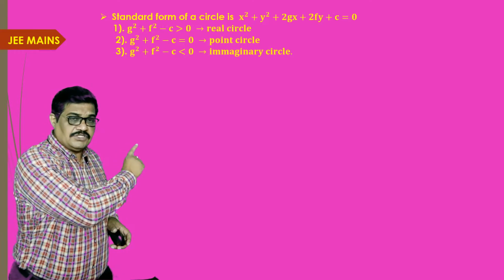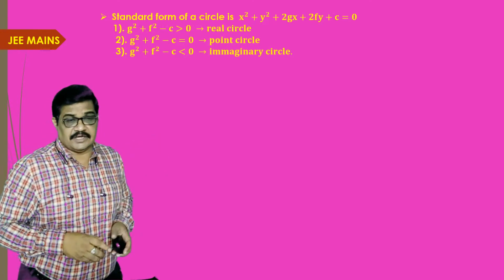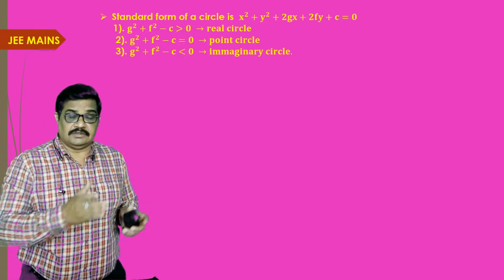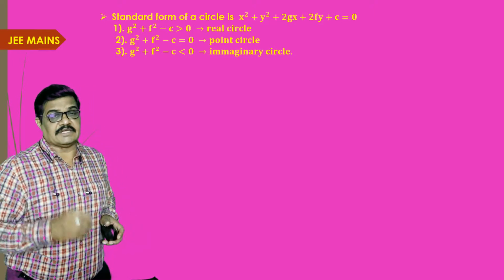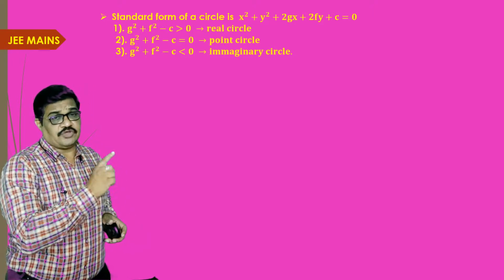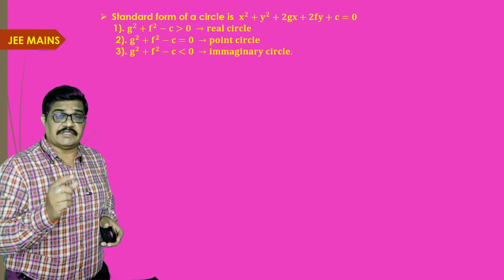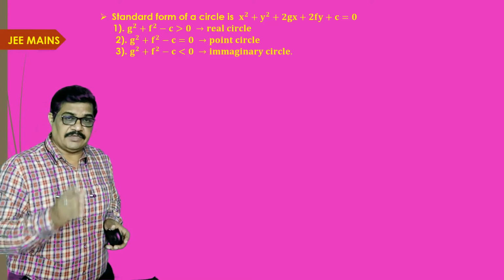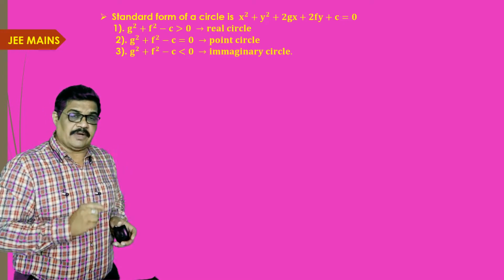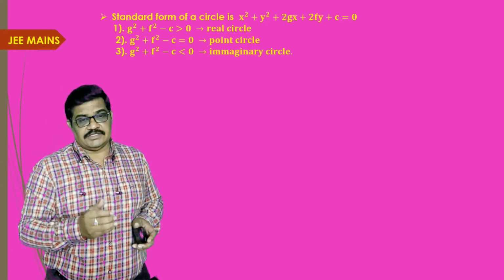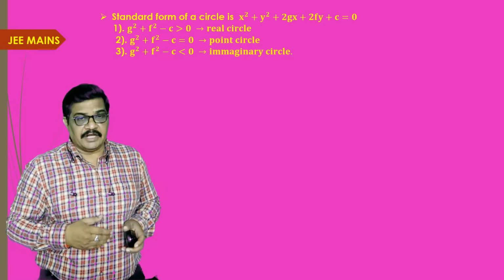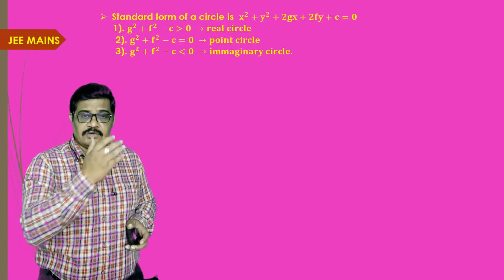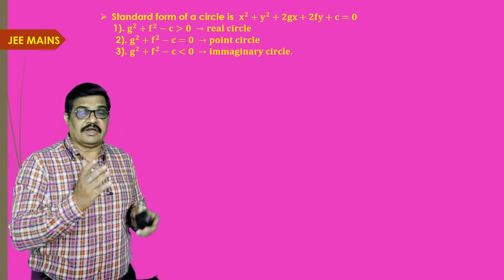If g square plus f square minus c is greater than 0, then this circle is called a real circle. What is the radius of the circle? r is equal to root of g square plus f square minus c. In that, g square plus f square minus c is positive, that is greater than 0, then we are getting a real value for the radius. So the circle is called a real circle.